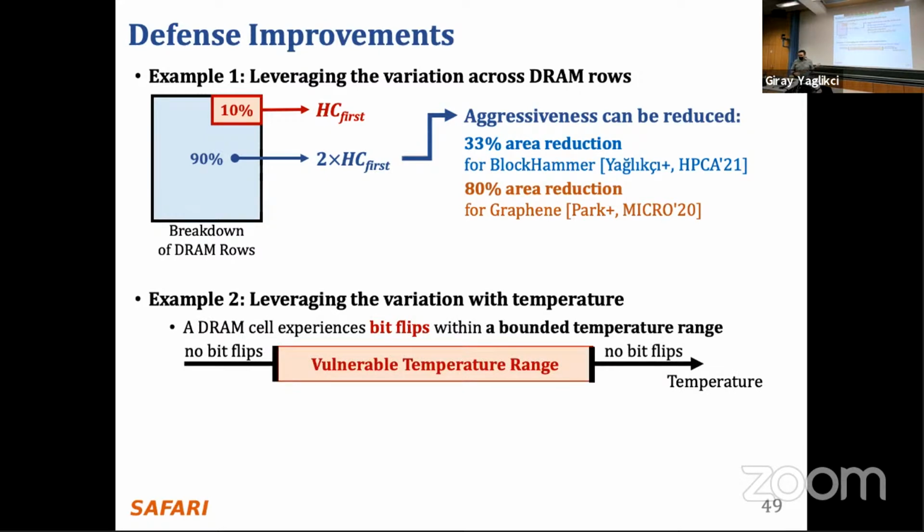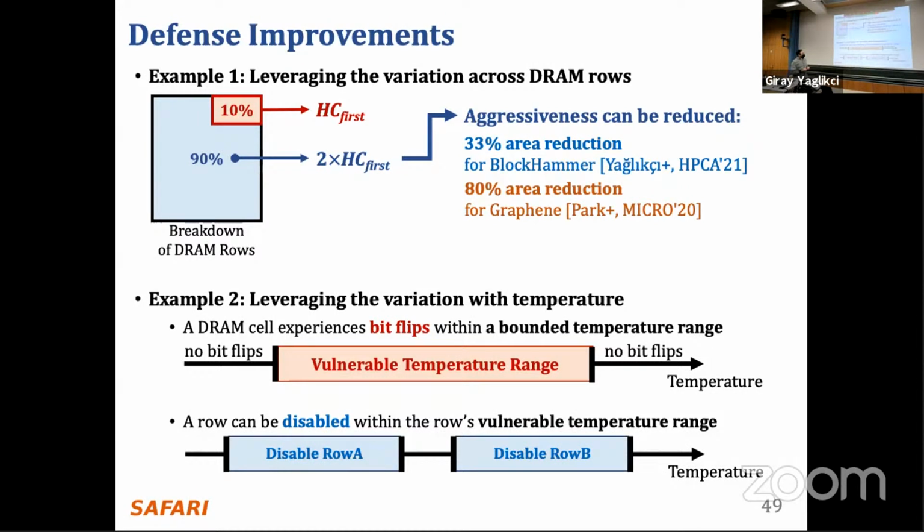Again, we have the vulnerable temperature range here as a reminder. And we show that DRAM cells experience bit flips in this bounded temperature range, right? So if we want to avoid bit flips, let's say we operate at a temperature level which is here, for example. Within this temperature level, we know that row A is vulnerable, for example. Then we can basically disable row A at this temperature. We can use another row instead of row A.